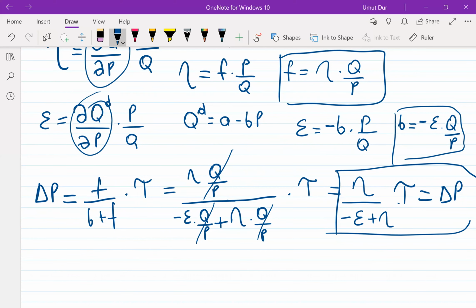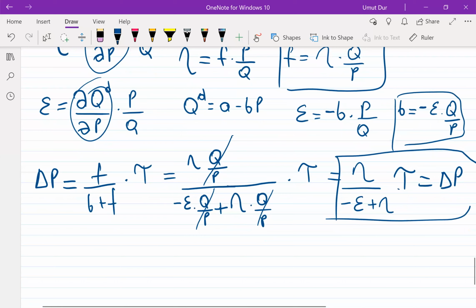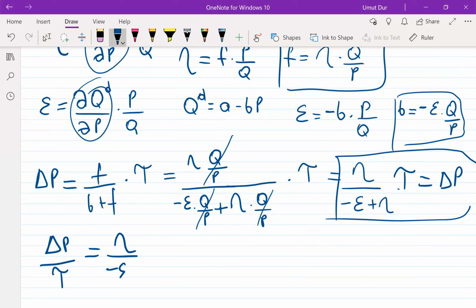So let's talk about the relation between the burden on the consumers and the elasticity. So this is the burden on consumers.